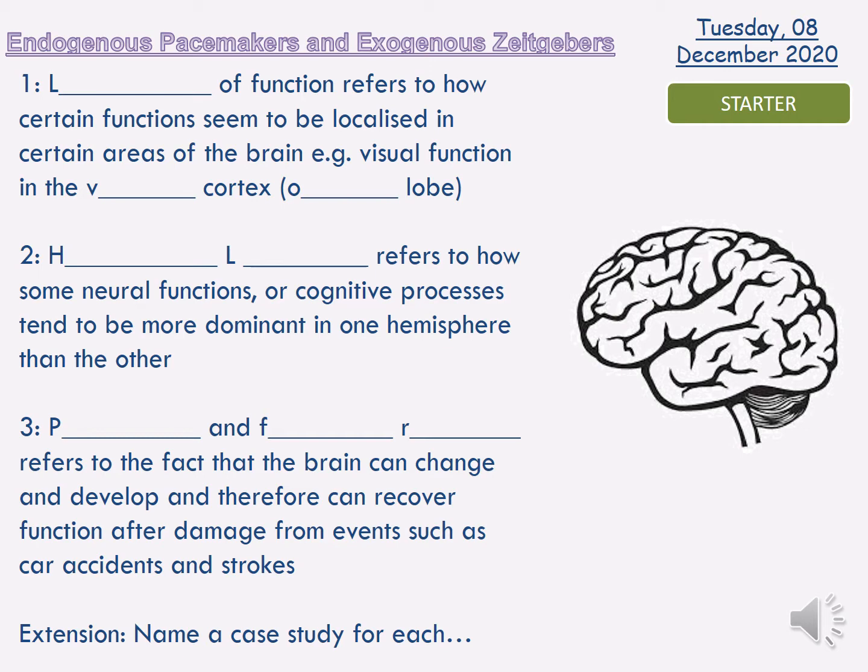Okay, so this lesson we're looking at endogenous pacemakers and exogenous Zeitgebers. What I'd like you to do for the starter is to do the following revision exercise. Have a look at the keywords and decide which words are missing. Please pause the video and write out or use the sheet if you have access to the sheet. For your extension task, name a case study for each.